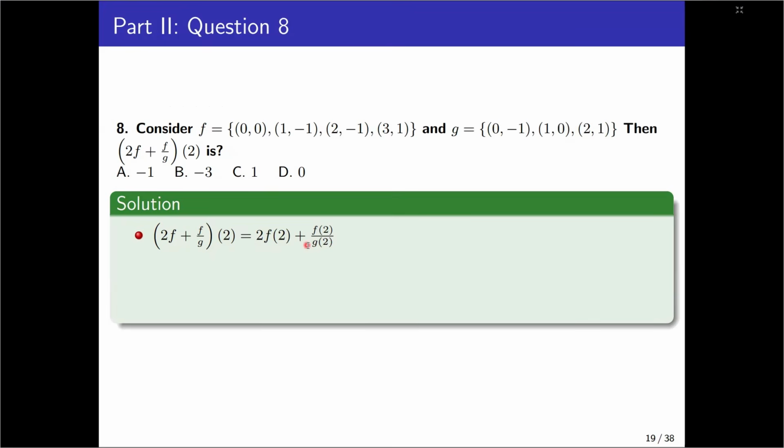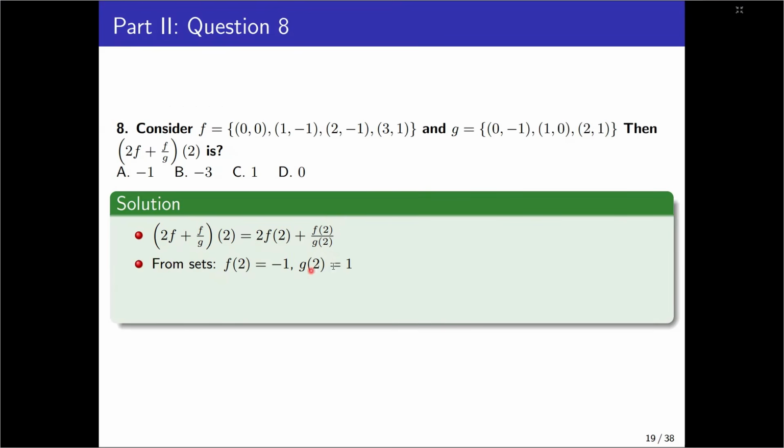2 times f of 2 plus f of 2 over g of 2, correct? Because 2 times f plus f over g of x is equal to 2 times f of x plus f of x over g of x already. Whenever x is 2, 2 times f plus f over g of 2 is equal to 2 times f of 2 plus f of 2 over g of 2. Then from the table, f of 2 is minus 1.